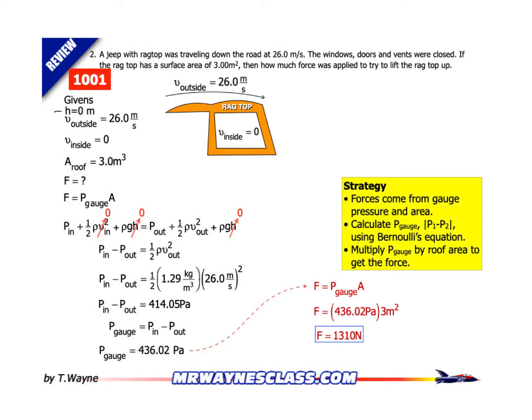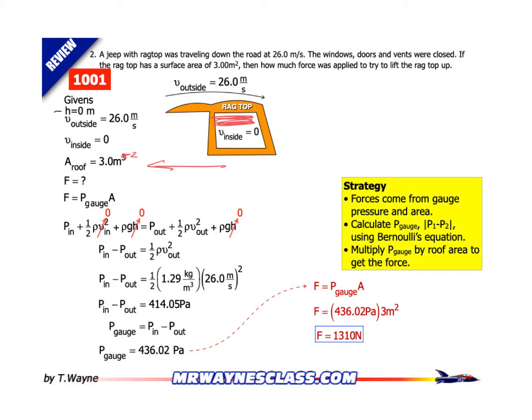Inside, well, everything's closed up. So inside the cabin itself, there's no air moving around. So that's going to be a velocity of 0. Now outside, the air is moving at 26 meters per second. So the Jeep is actually moving this way, but compared to the air inside the Jeep, it might as well be blowing from left to right across the top of it. And the roof's area is 3 meters squared.